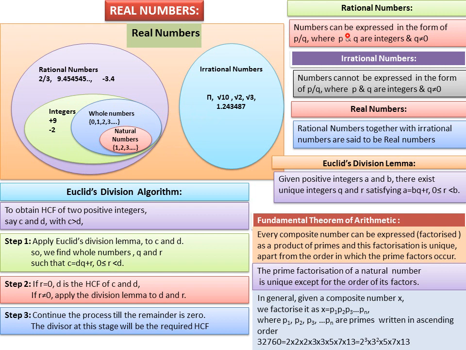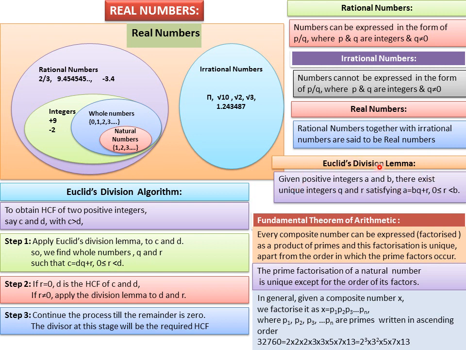We shall also have a look at the definitions. Rational numbers are the numbers which can be expressed in the form p by q where p and q are integers and q is not equal to 0, the denominator is not equal to 0. Irrational numbers are the numbers which cannot be expressed in the form p by q where p and q are integers and q is not equal to 0. Real numbers are those numbers which include both rational numbers and irrational numbers.